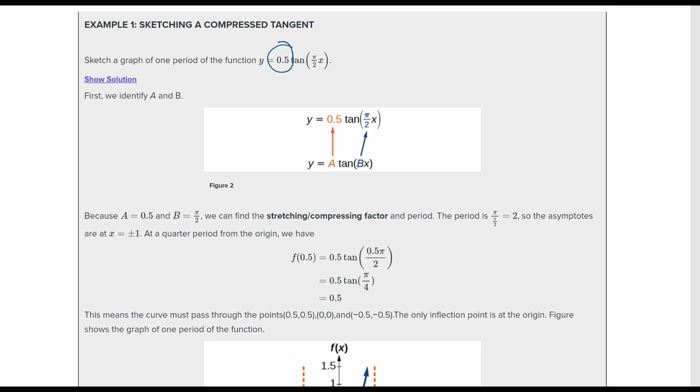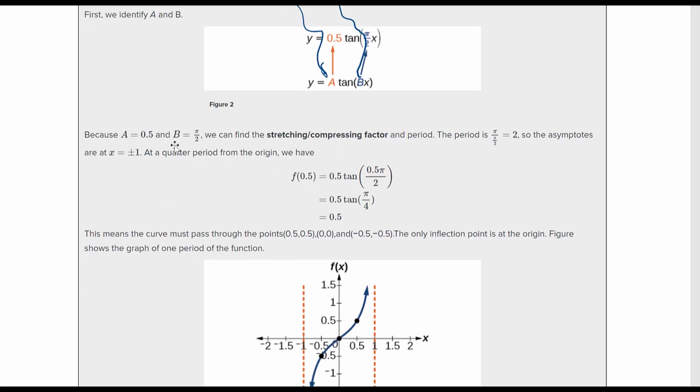We have this leading coefficient that's going to be A. That's going to affect, I wouldn't say amplitude so much, but it does affect how it's stretched or compressed. Then this pi over 2 is our B, and that's going to affect our period. So the A being 0.5 means it's going to be compressed because it's less than 1. If it's bigger than 1, it's going to be stretched. And then B equals pi over 2, again, affects our period.